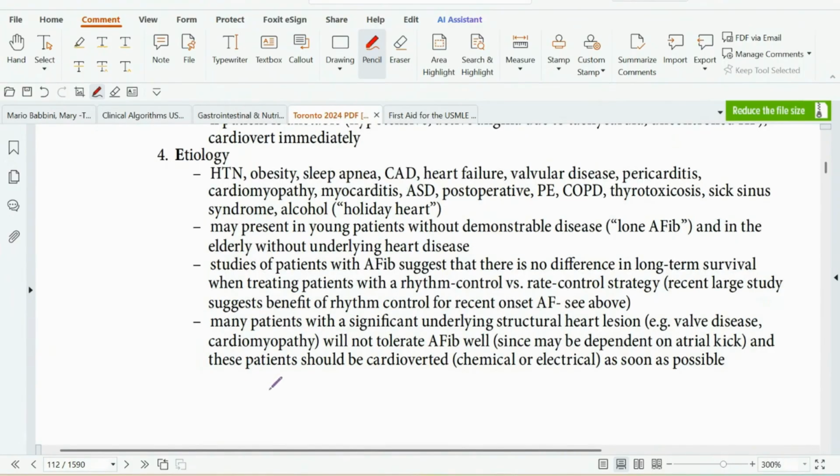And lastly is fixing the etiology. Why did this start? Is it because of COPD? Is it because of thyroid? Is it because of heart failure? Why did it start, right? I'm going to target that. I'm going to fix that.